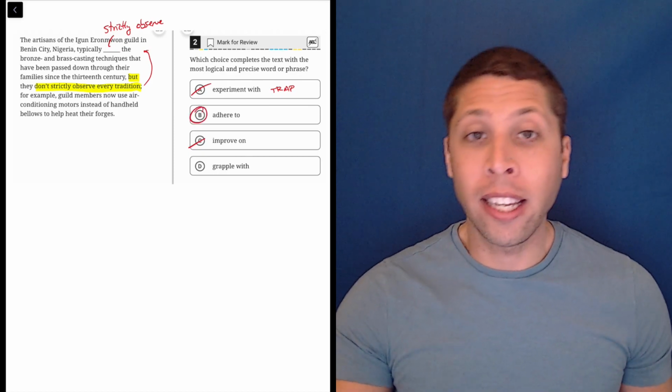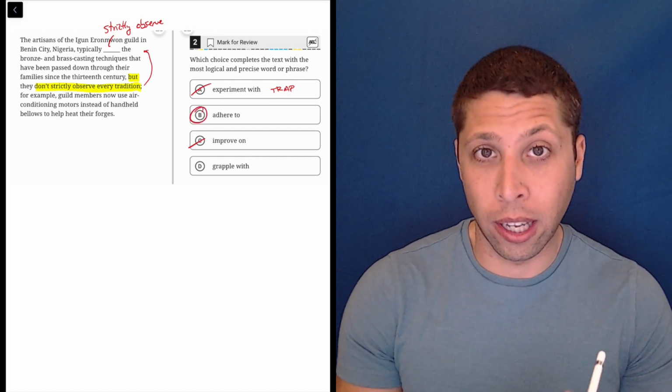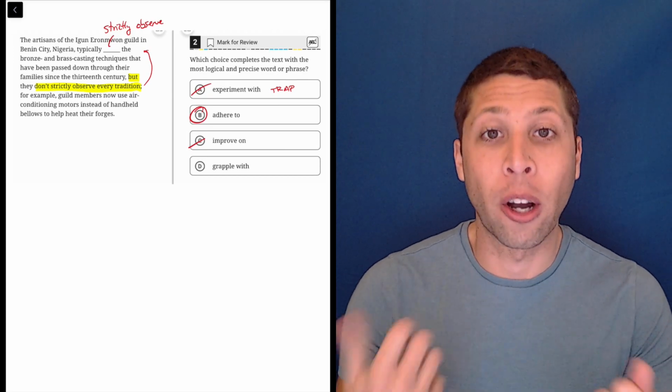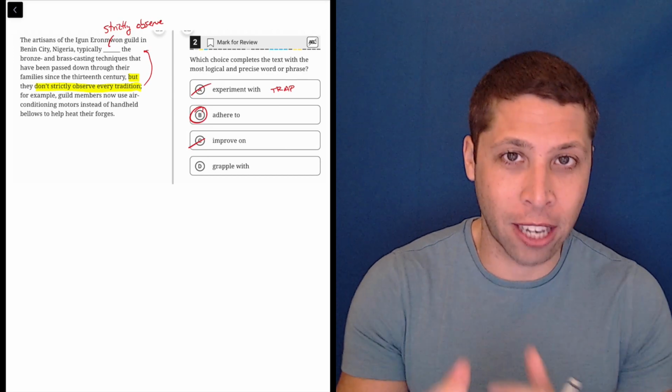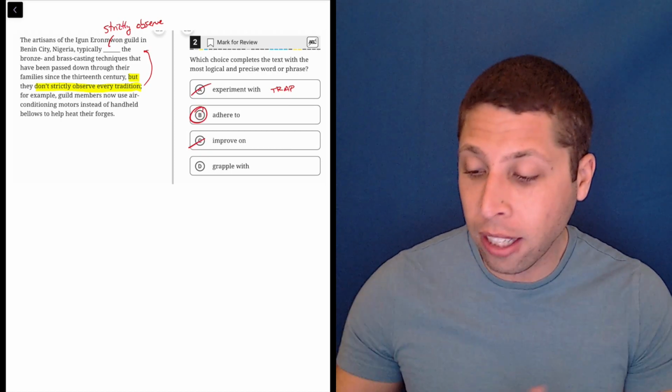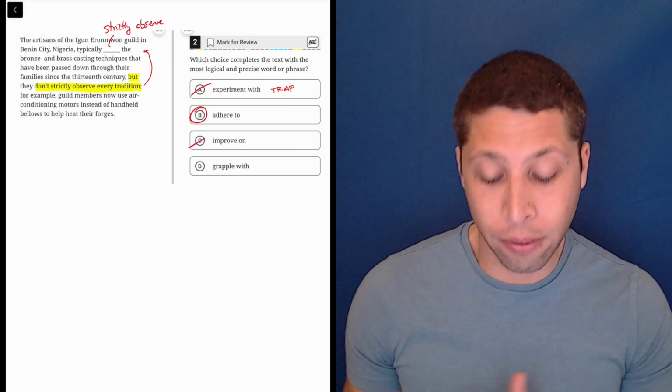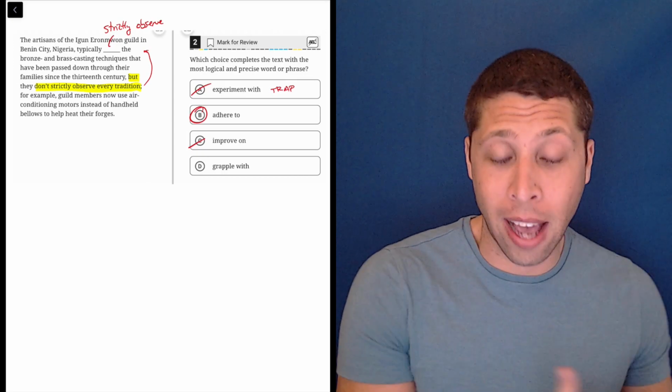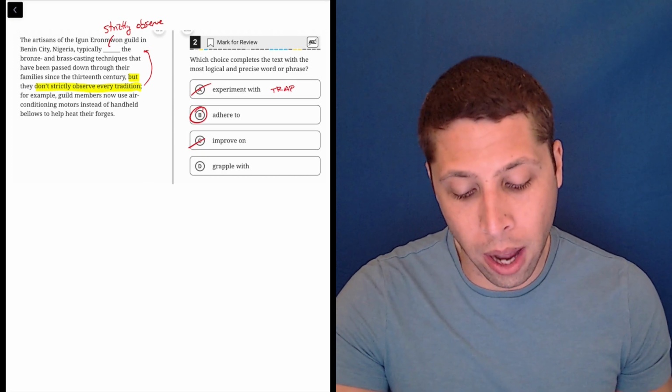B is the answer. Adhere means to stick to closely. Think of glue. It adheres. We call it an adhesive because it sticks really tightly. So adhere to means to strictly observe, right? They're sticking to these techniques. They're not deviating from them. And then we contrast with that. But in that part of the sentence, that's what they want.